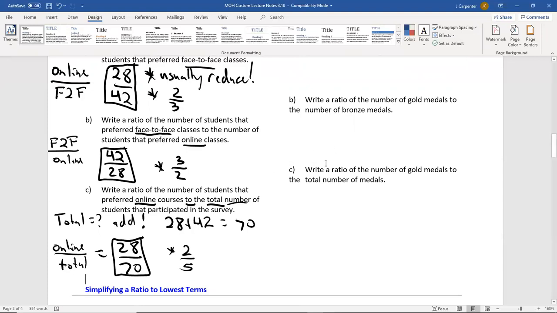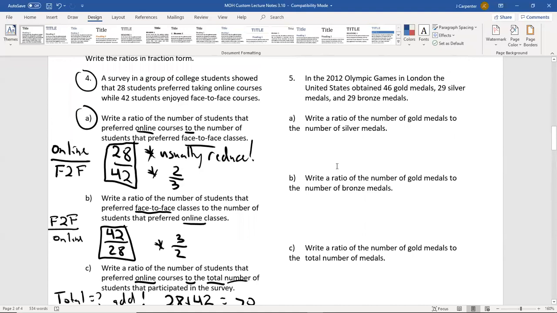So I'm going to leave example 5 to y'all. I'll at least give some of the answers. They ask for the ratio of gold to silver. I'll do that one. They say the gold is 46. That's 46 over, and then silver was 29. So that was gold over silver.